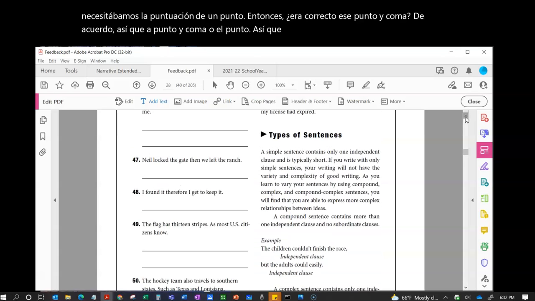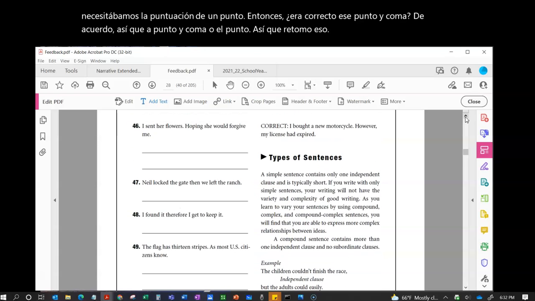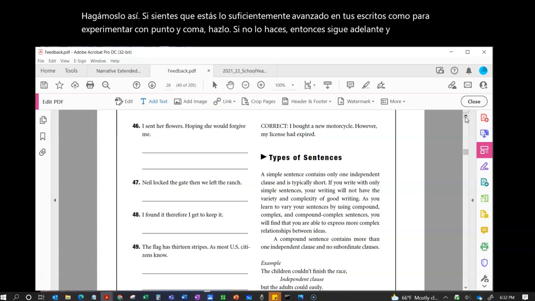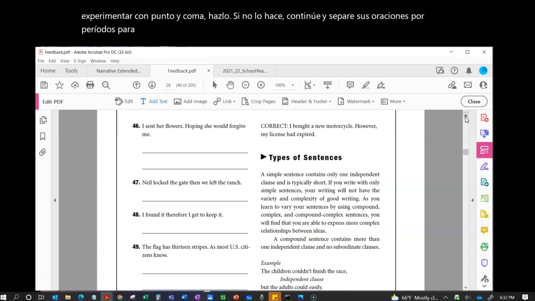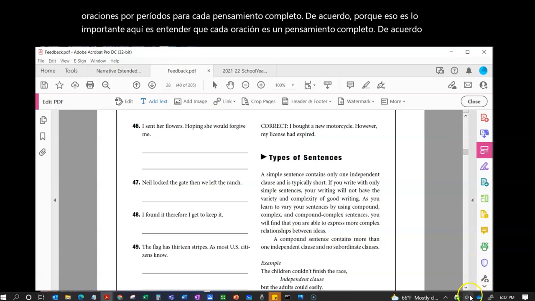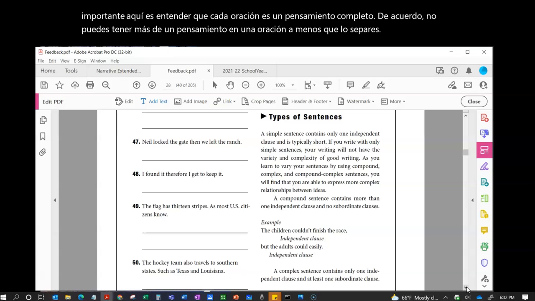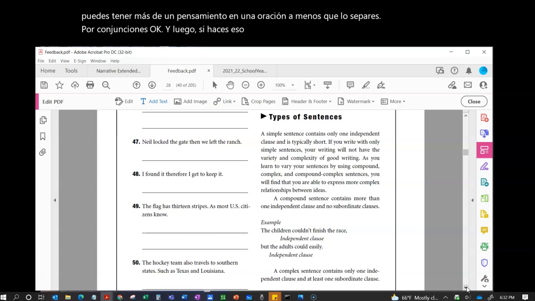Well, let's do it like this. If you feel you are advanced enough in your writing to experiment with semicolons, do that. If you do not, then go ahead and separate your sentences by periods for each complete thought, okay? Because that's what's important here, is understanding that each sentence is a complete thought, okay? You can't have more than one thought in a sentence unless you separate it by conjunctions, okay? And if you do that, then it just becomes messy, okay? All right. So remember, reading it out loud will help you to hear that.